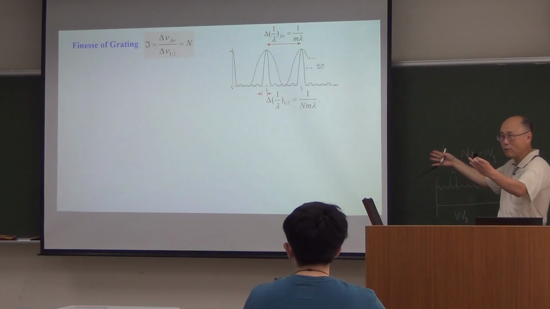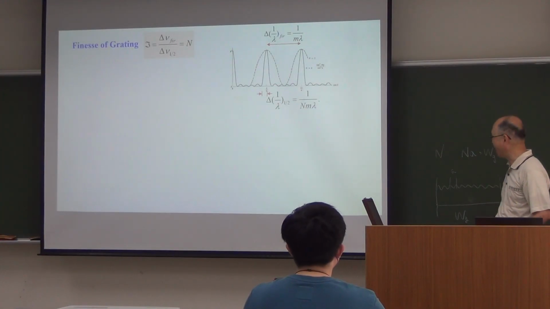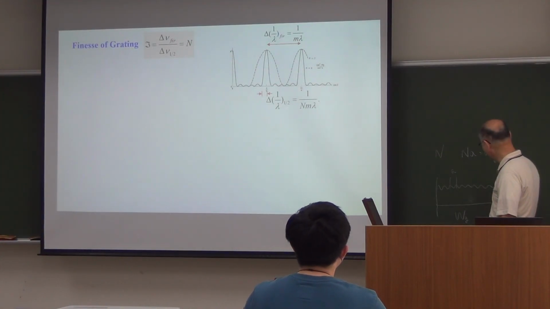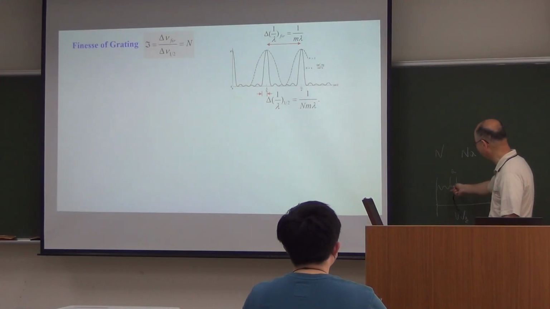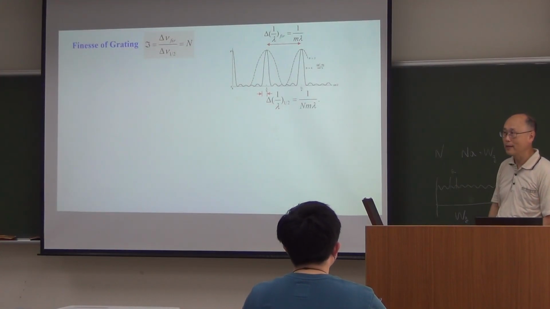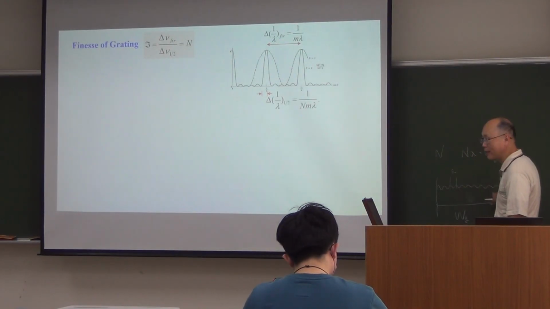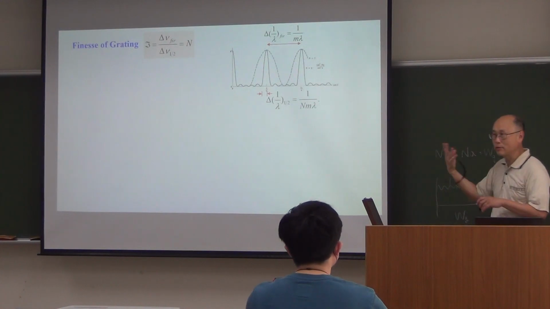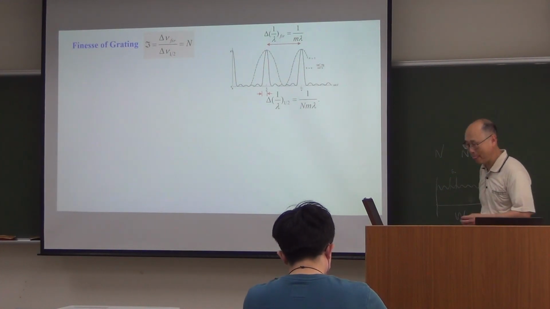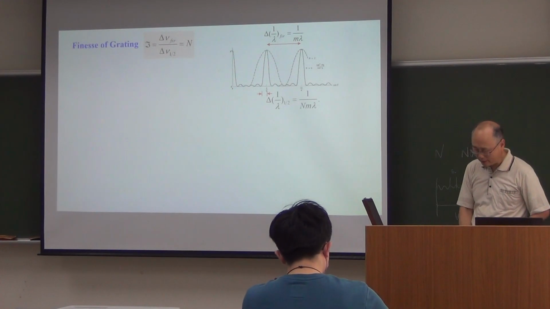So you want to expand your beam to cover the whole grating. This will see the laser, and this will also see the laser, and this will also see the laser. Then you get full interference. Those are like the antenna array. You want all the antennas to radiate to do interference. Right. So this is finesse.